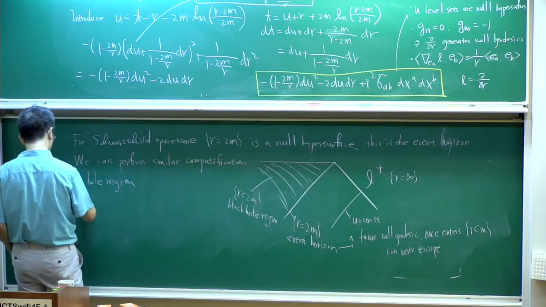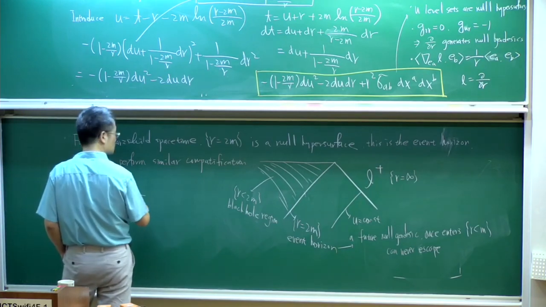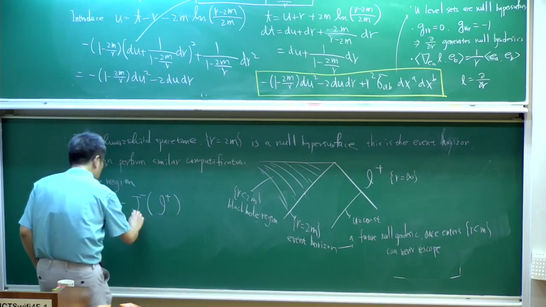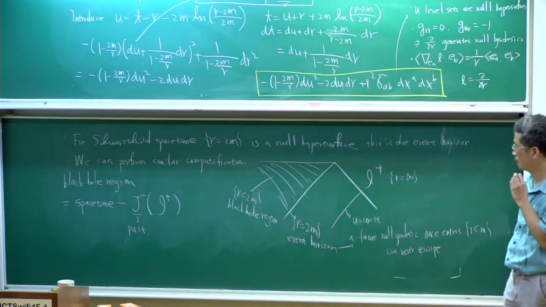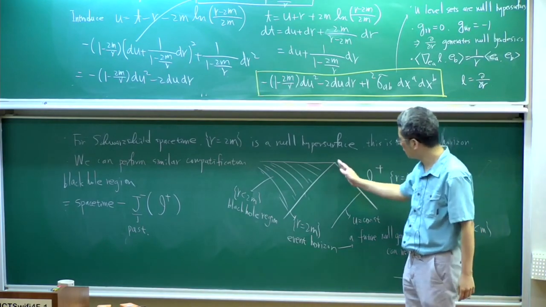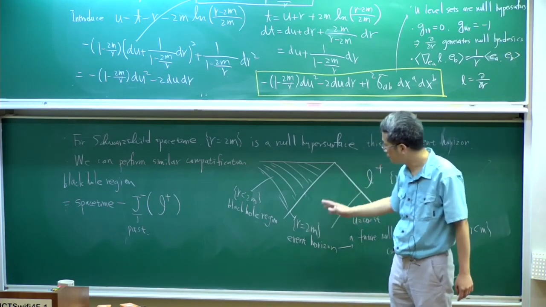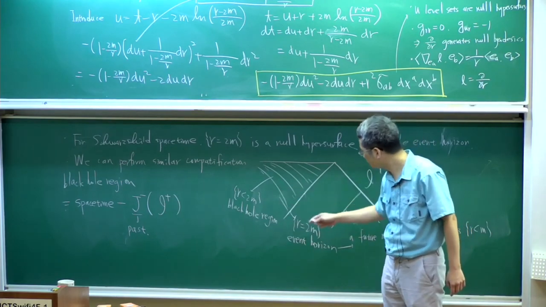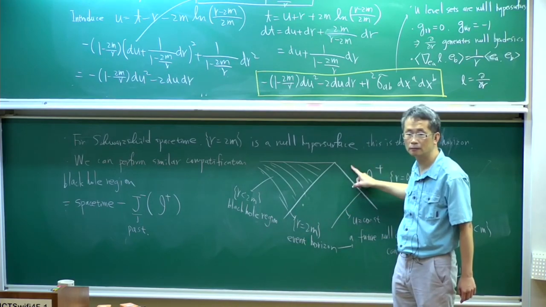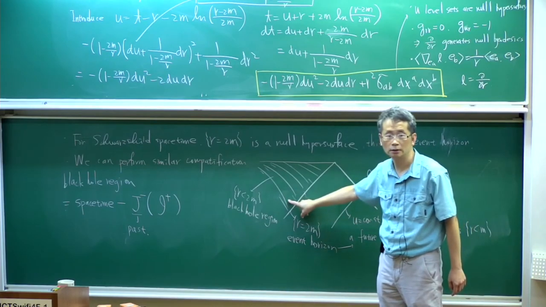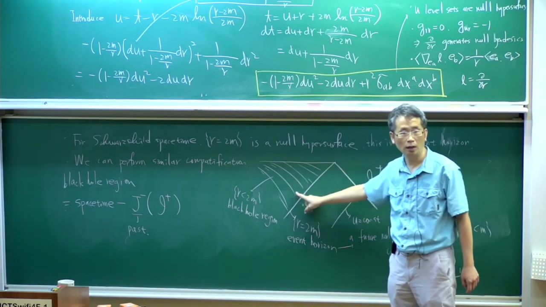The black hole region is actually equal to your space-time minus J minus of I plus. This means the past. This is how you define the black hole region. Recall the observers are sitting here, and the past of I plus is this region here. These are points that can send signals to I plus. If you're in a black hole region, you won't be able to send signal to I plus, and this will become invisible to I plus.